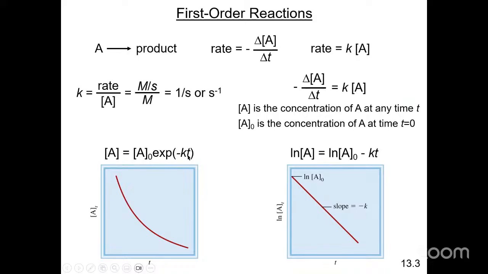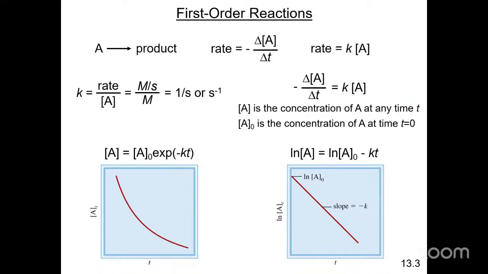Raised to the minus kt. And then there's this form, which is actually more useful, all right? This form is useful when you're doing calculations of certain types, but this is more experimentally useful, right? So basically, this is the equation. You can use this or this, depending on what the question is asking for, to represent the relationship between the concentration and time for a first order reaction.